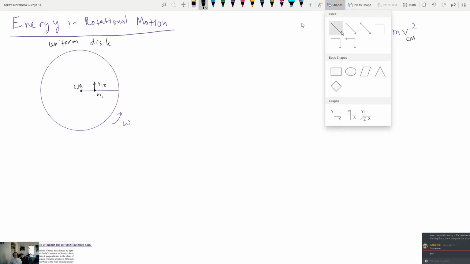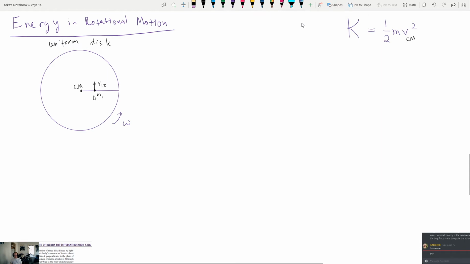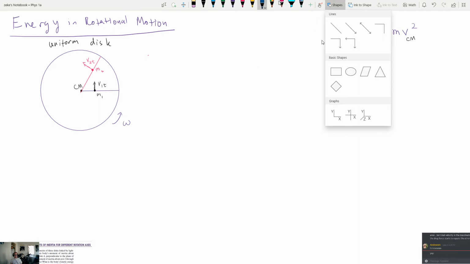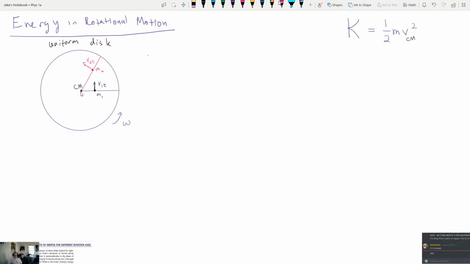And then I pick another piece, maybe in a different color, and I draw another radius vector right here. And on this little line, I'm going to draw another piece. We're going to call this one m2, and it's going to have a velocity vector that goes this way. Again, this is the tangential velocity, so I'm going to call it v2t. And then I'll draw one more. Come down here, and on this little line, I'm going to draw another vector.